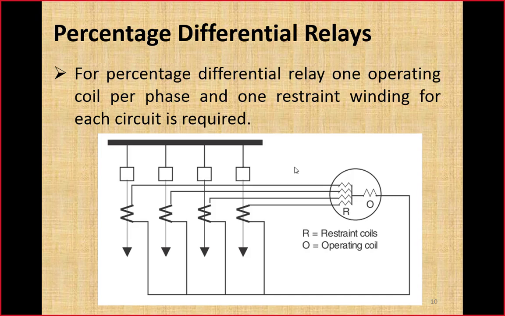Now the error produced due to the higher current in one of the CTs will be taken care of by this configuration, the percentage differential relay, because here the operating current required should be greater than a set percentage of the restraining coil current. So in case of an external fault, we have a sufficient value of restraining coil current, so the operating coil current should also be proportionally higher than that.